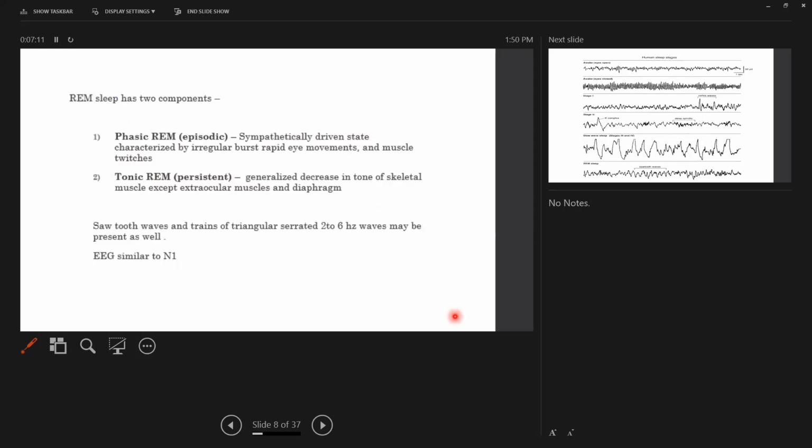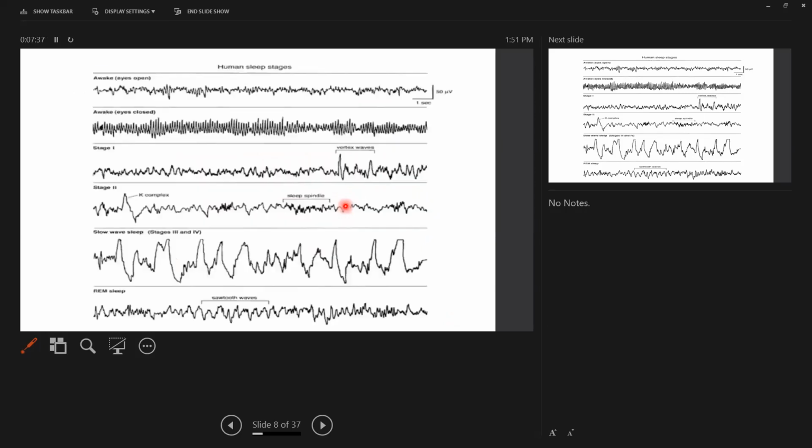So REM also has basically two components, the phasic REM and the tonic REM. The tonic REM is the persistent sleep. This is a generalized decrease in tone of skeletal muscle, except extraocular muscles and diaphragm. And then the phasic or the episodic sleep, which is a sympathetically driven state characterized by irregular bursts of rapid eye movement. So as I mentioned, REM sleep is the paradoxical sleep, and the EEG is similar to that of when we are awake. And sawtooth waves we also see here.